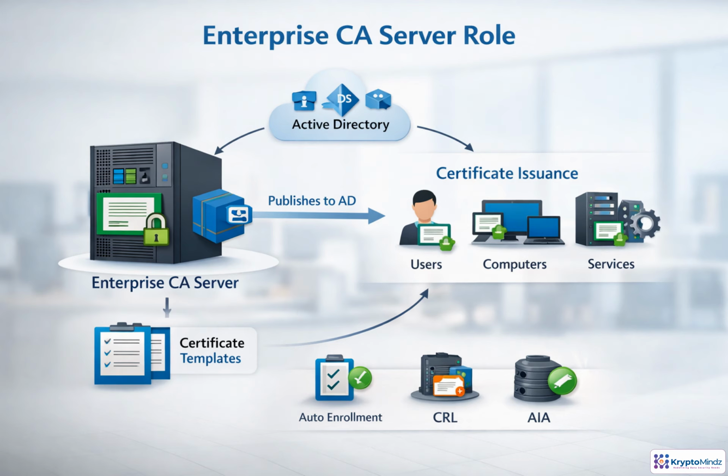The Enterprise CA is your central certificate factory inside the domain. Because it's joined to Active Directory, it can publish its configuration and policies directly into AD, so domain members automatically know where to enroll. It doesn't issue one-off custom certificates. It uses certificate templates to enforce consistent settings. From there, users, computers, and services can request, renew, or auto-enroll for certificates, and future labs will use it for CRL and AIA publishing.